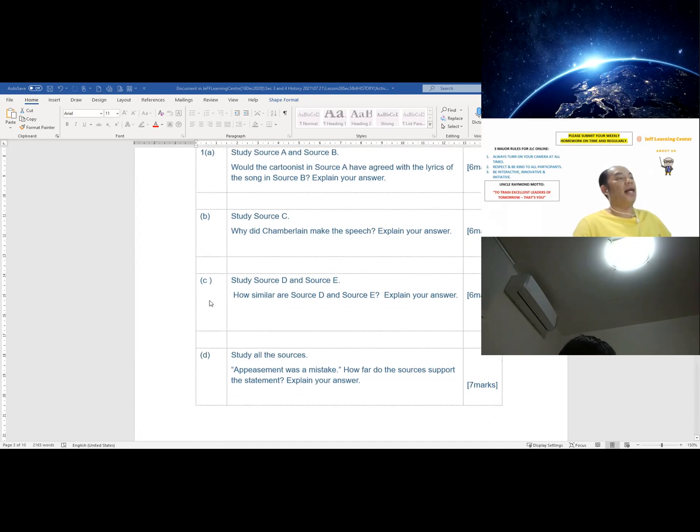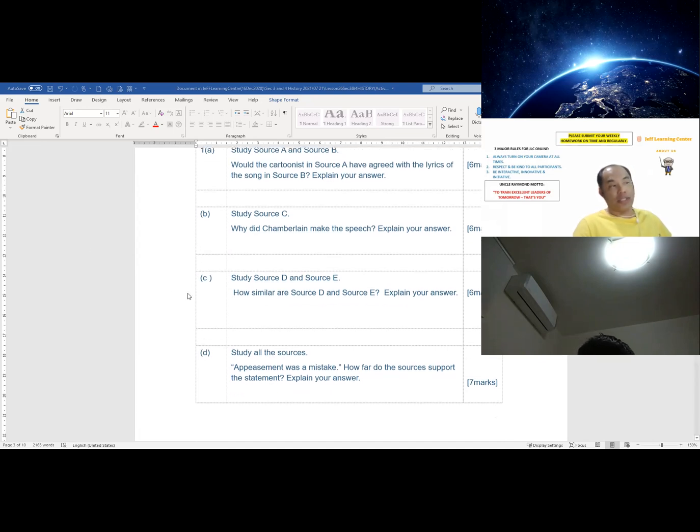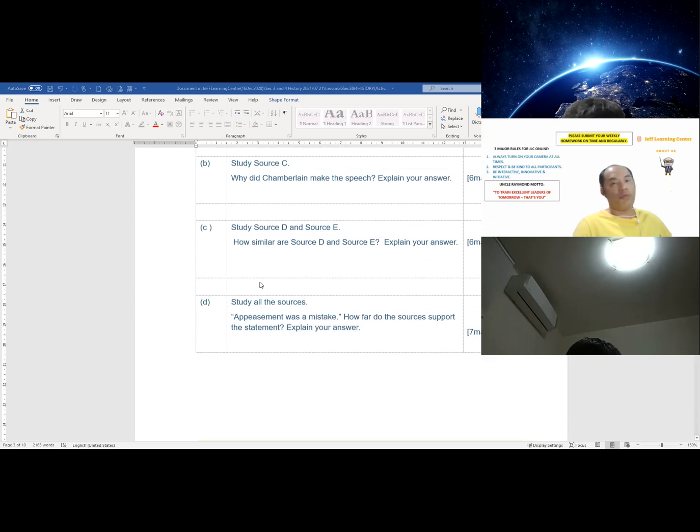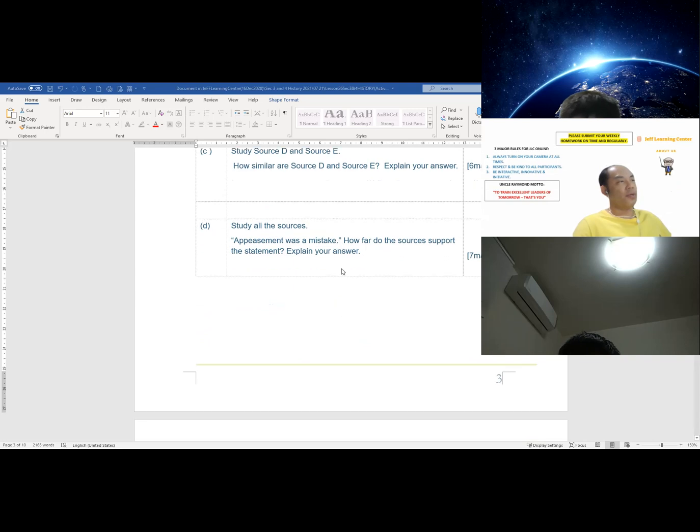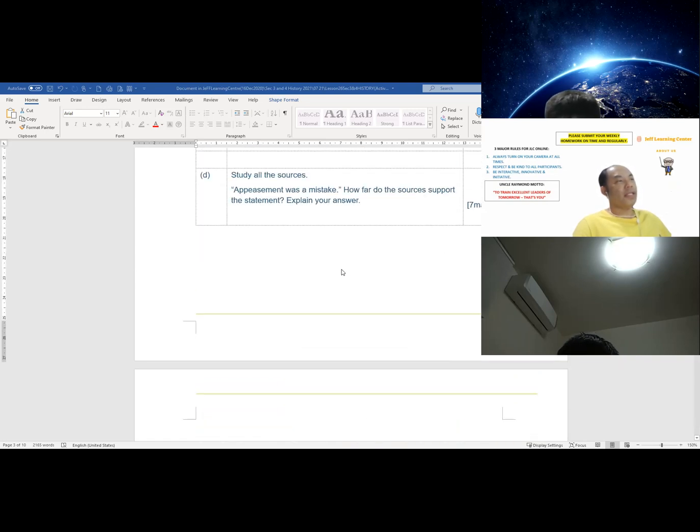Thank you. So study source D and source E. We have done A and B as well. How similar are source D and E? So we are talking about similarity. Take note, whether you are in the SS class or history class, this type of question will surely, 99% or 90%, come out: similarity and differences. So let's look at D and E.